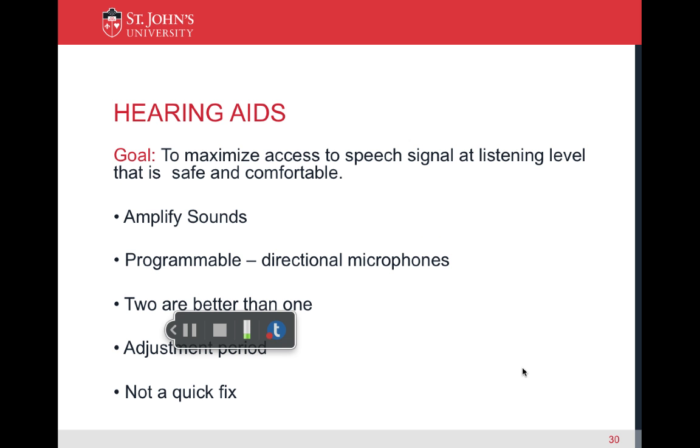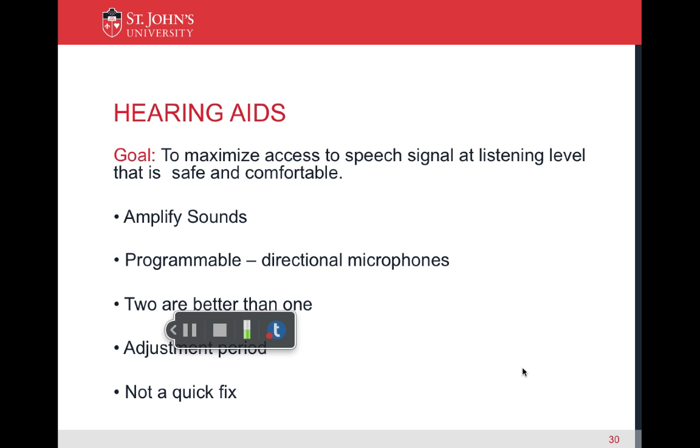They're programmable. We can have directional microphones. It's better to use 2 than 1. And there's going to be an adjustment period because they take a while to get used to. But at the end of the day, hearing aids are not like glasses. It's not like you're going to put a hearing aid on and you're going to hear like you did when you were 10 years old.